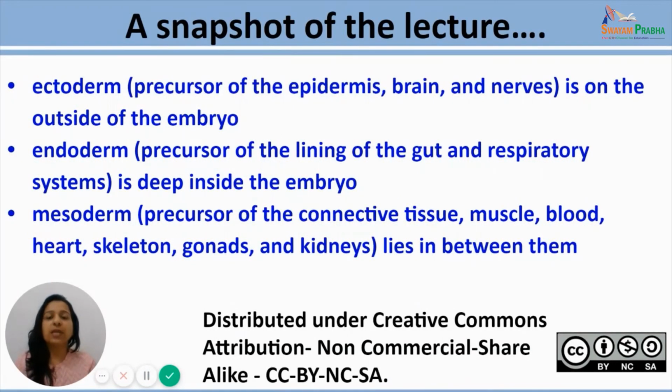Ectoderm, which forms the precursor of the epidermis, brain, and nerves, is found on the outside of the embryo after gastrulation. Endoderm, which is the precursor of the lining of the gut and respiratory systems, comes to lie deep inside the embryo. Mesoderm, which is the precursor of the connective tissue, muscle, blood, heart, skeleton, gonads, and kidneys, or we say most of the organs of the body, comes to lie in between the ectoderm and the endoderm.